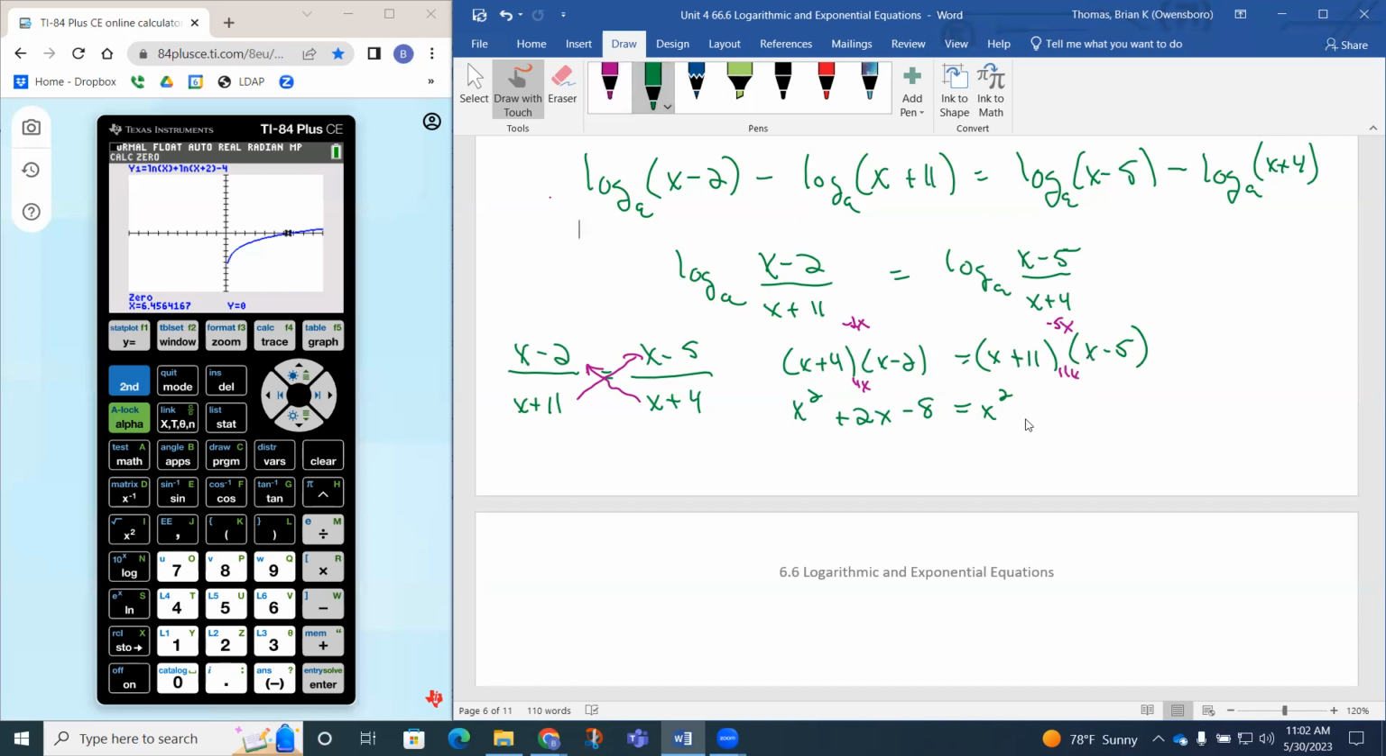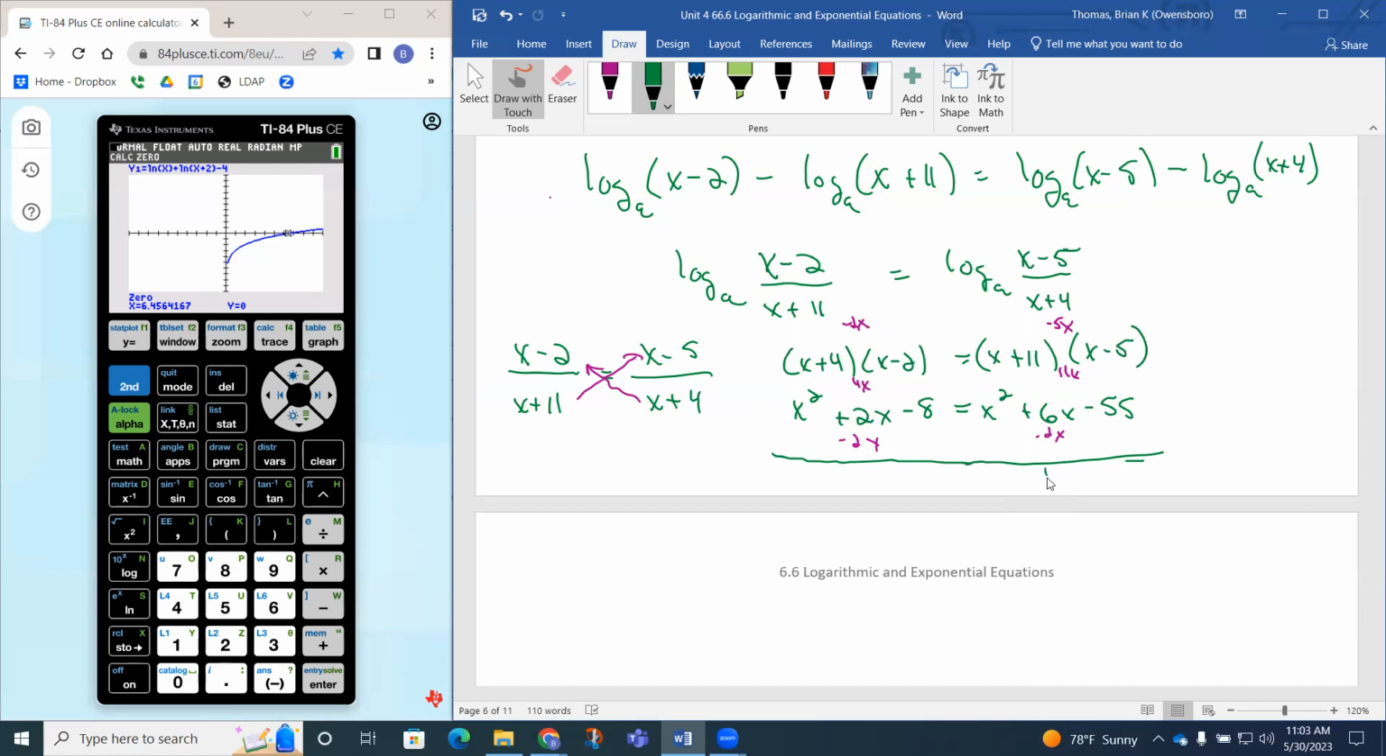So negative 5x and 11x would be 6x. And then 11 times negative 5 would be negative 55. So if we set this equal to 0, notice that the x squareds would zero out. So if I bring the linear terms, I would rather bring the linear term, the 2x, over here. So if I do subtraction 2x, that'll keep me with a positive coefficient for the x's.